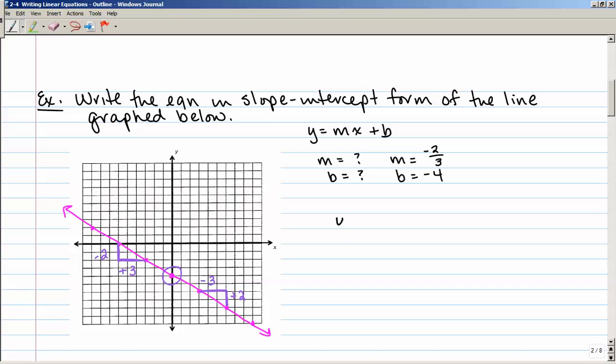Now, to make my final answer, I just plug in -2/3 for m, and -4 for b, and x and y stay in the equation. And that's the equation of that pink graphed line in slope-intercept form.